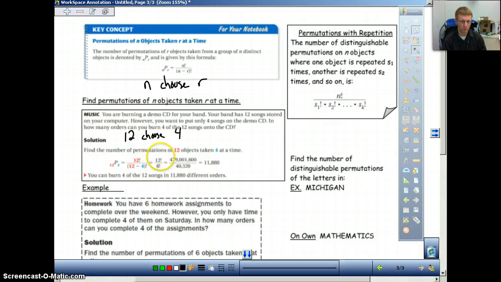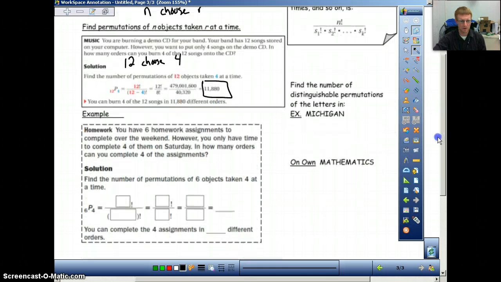So we have 12 factorial on top, which equals 479,001,600. And on the bottom we have 8 factorial, which is 40,320. We divide those two numbers. It means that you have 11,880 different ways that you can put these 4 songs on the CD. Okay, so that's actually kind of a cool thing to be able to do, talking about how many different ways you can set that up. Okay, so let's go down to the next example.